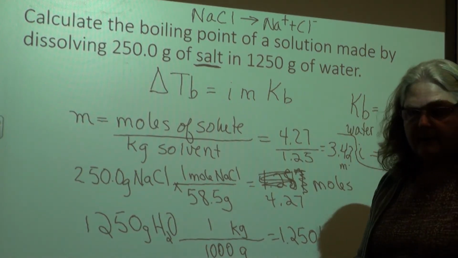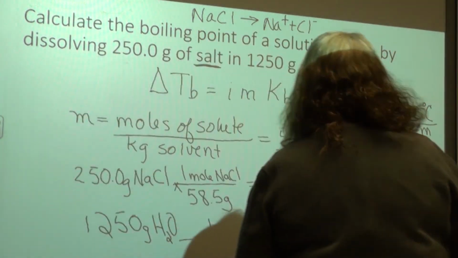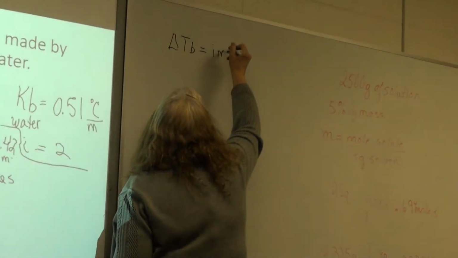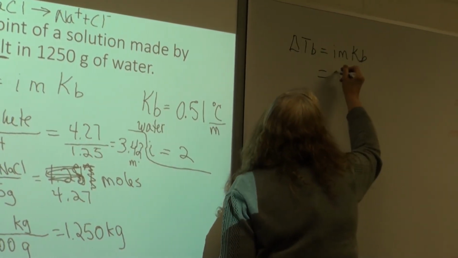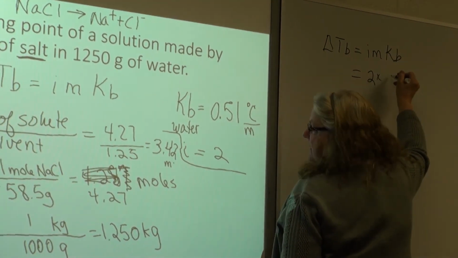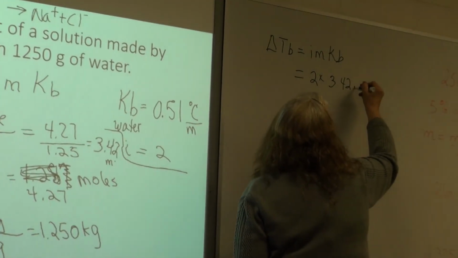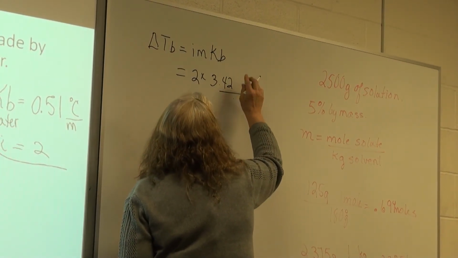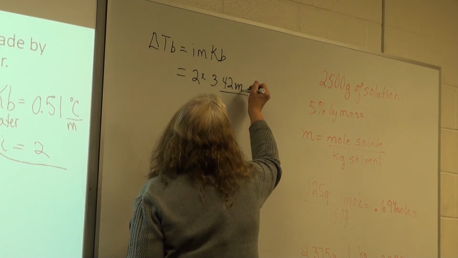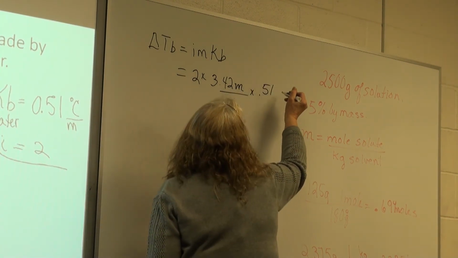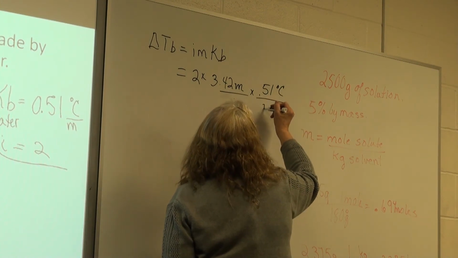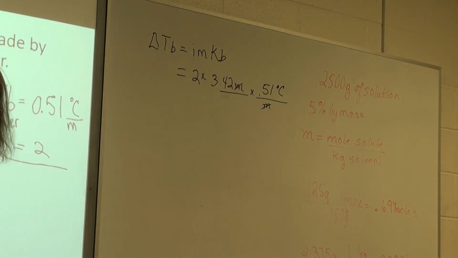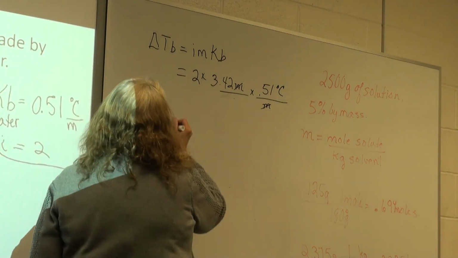So 2 times 3.42 m times 0.51 degrees Celsius per little m. So the molality units cancel out, all right? And that gives me a change of 3.5 degrees.